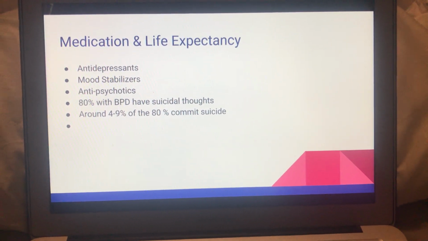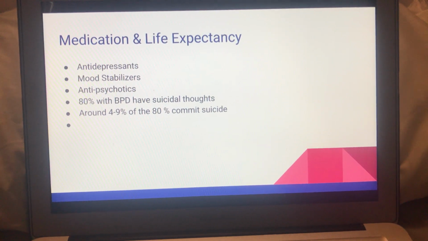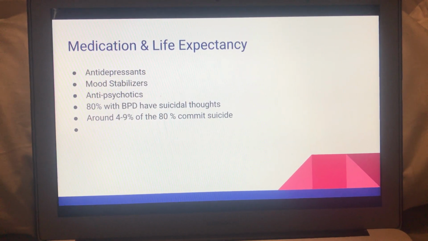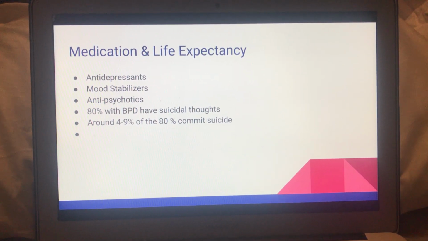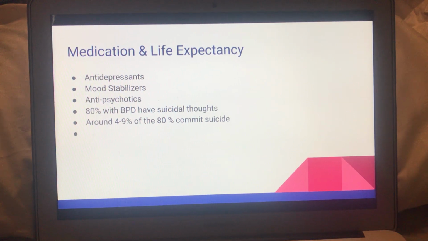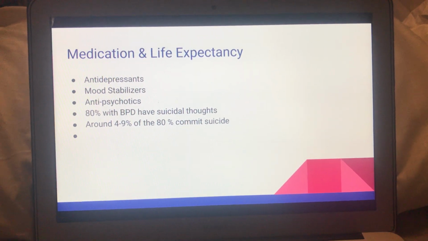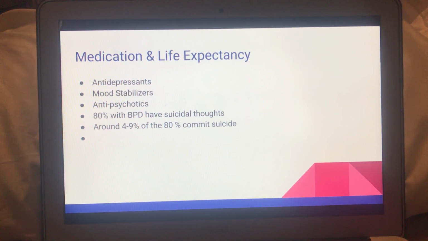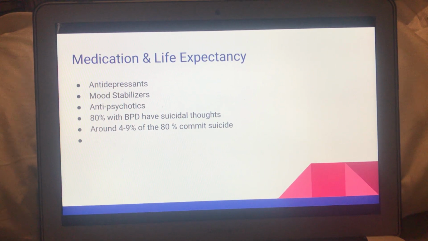Medication and life expectancy. Antidepressants, mood stabilizers, and antipsychotics may be prescribed to people who have BPD. 80% of people with BPD have suicidal thoughts. Around 4 to 9% of the 80% commit suicide.